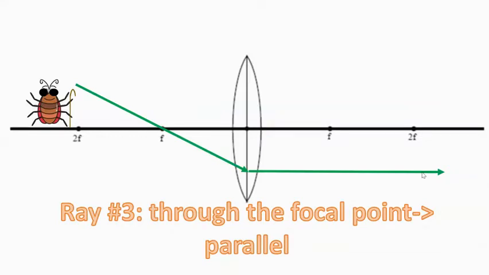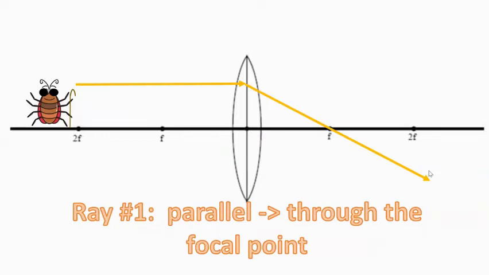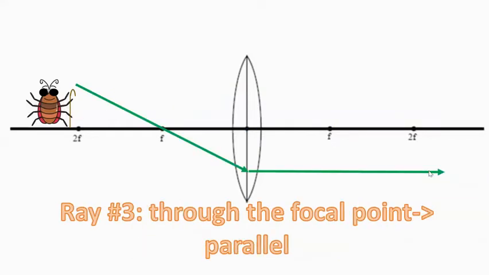Ray number three goes first through the focal point. Then when it gets to the lens, it becomes a parallel line on the other side. Right? So it's kind of opposite of the first one. So just to review, first one is parallel at first, then goes through the focal point after it bends. The second one goes straight through the middle of the lens and doesn't bend at all. And then the third one goes through the focal point first and then is parallel on the other side.